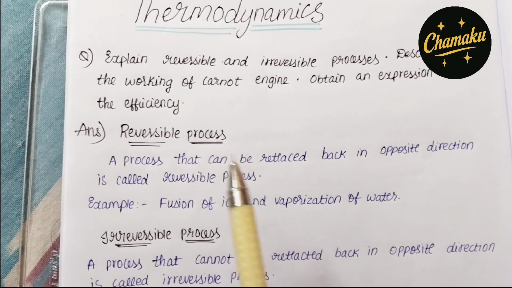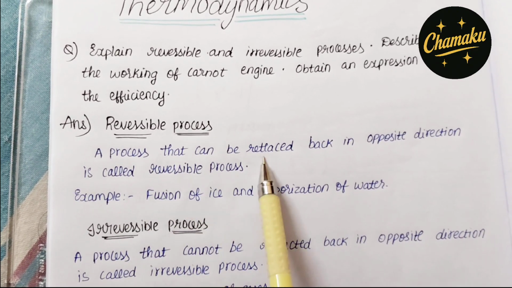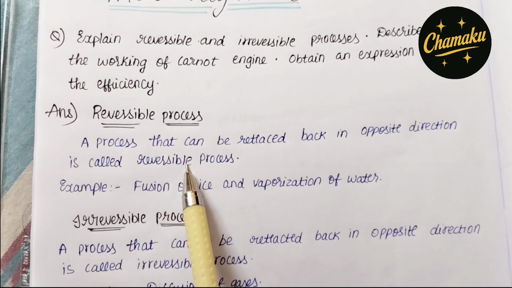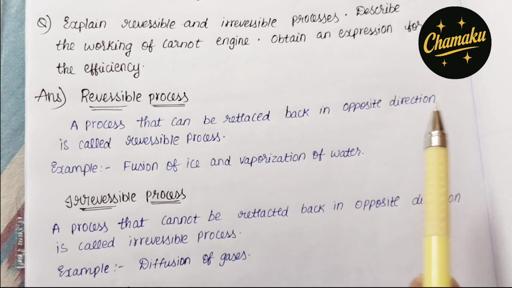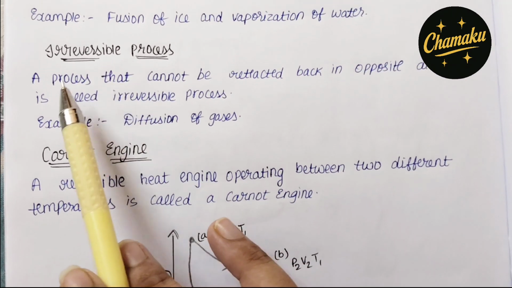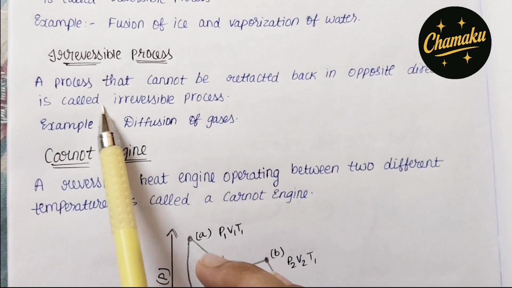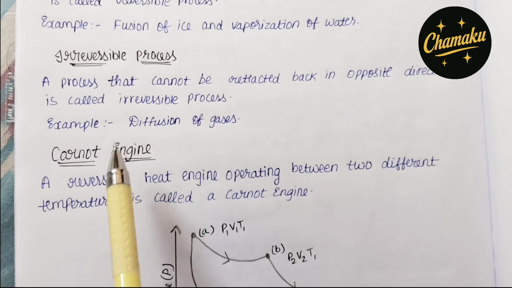Okay, so first one, what is a reversible process? A process that can be retraced back in the opposite direction is called a reversible process. Example: fusion of ice and vaporization of water. Next one, irreversible process. A process that cannot be retraced back in the opposite direction is called an irreversible process. Example: diffusion of gases.